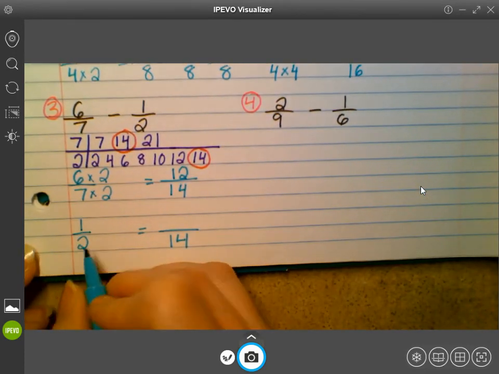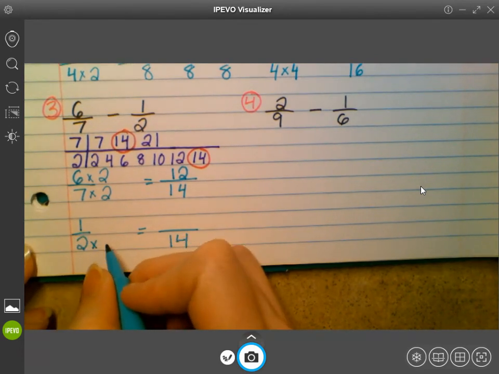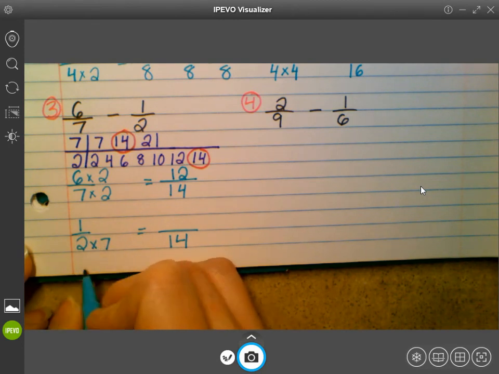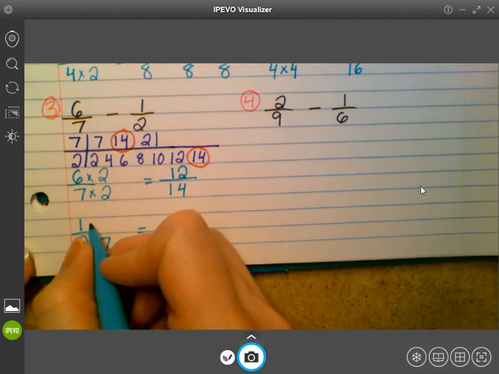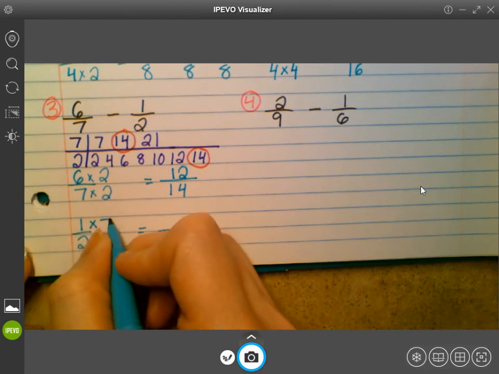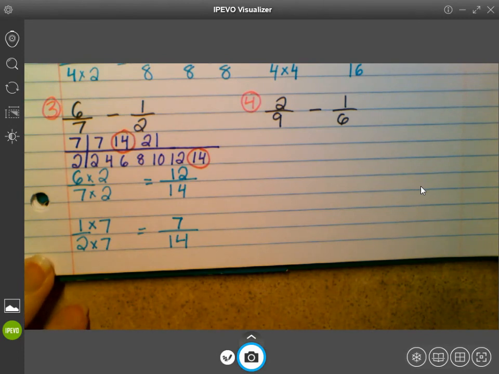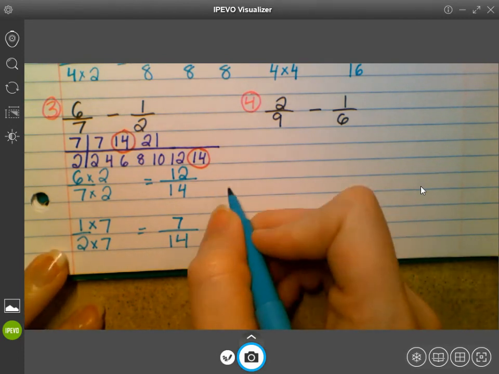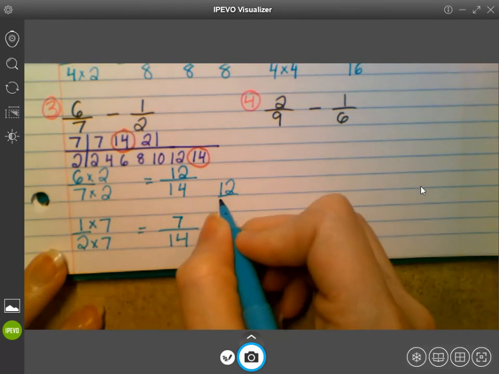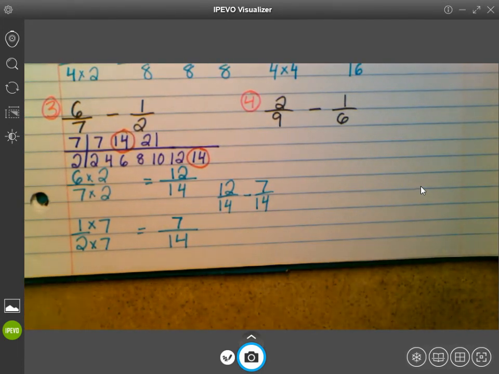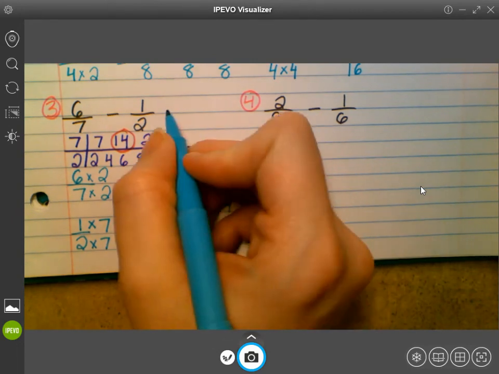Then, for 1/2, 2 times 7 gets me 14. Whatever I do to the denominator, I have to do to the numerator. So I'm also going to multiply the 1 by 7. 1 times 7 is 7. So now, 5th grade, I have the problem 12/14 minus 7/14. What is 12/14 minus 7/14? It is 5/14. It's okay.